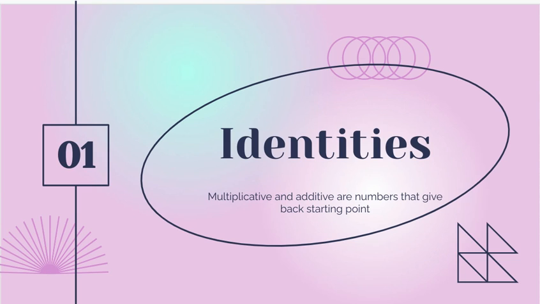So with multiplication, the multiplicative identity is 1 because any number multiplied by 1 gives you back that same number, and with addition the additive identity is 0 because 0 added to any number gives you back that same number.